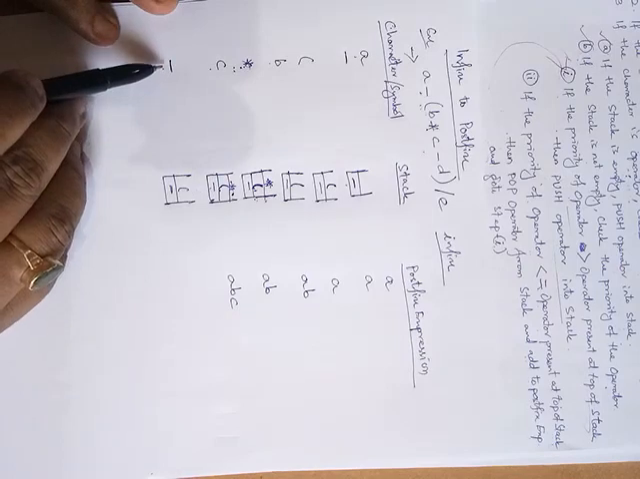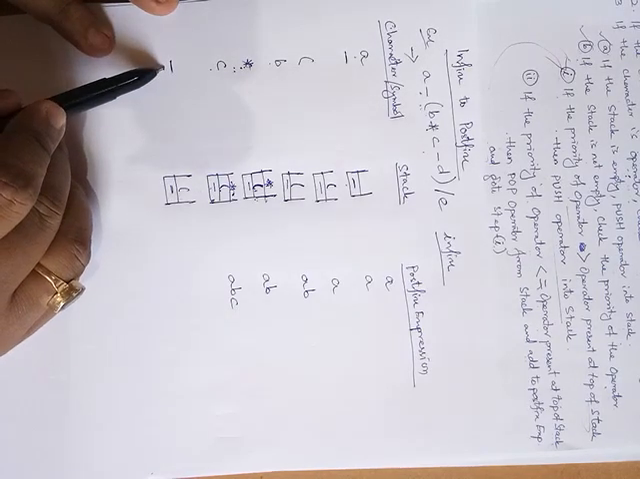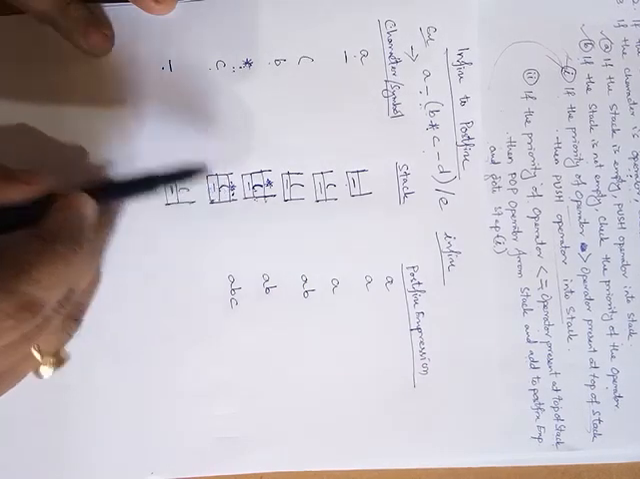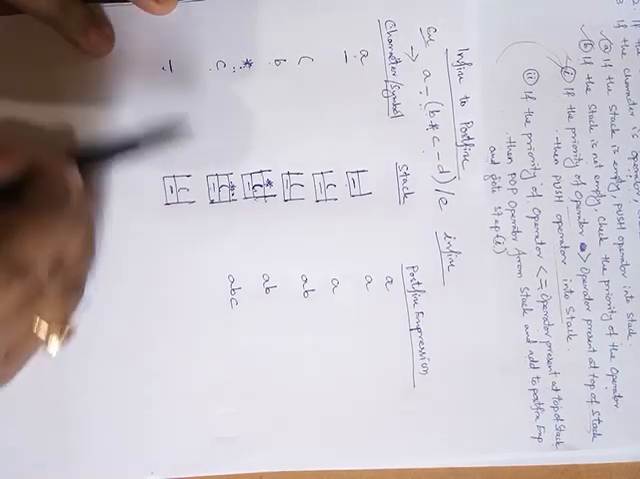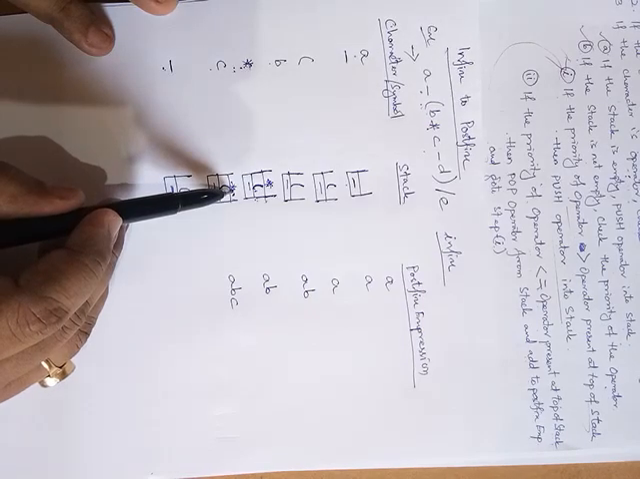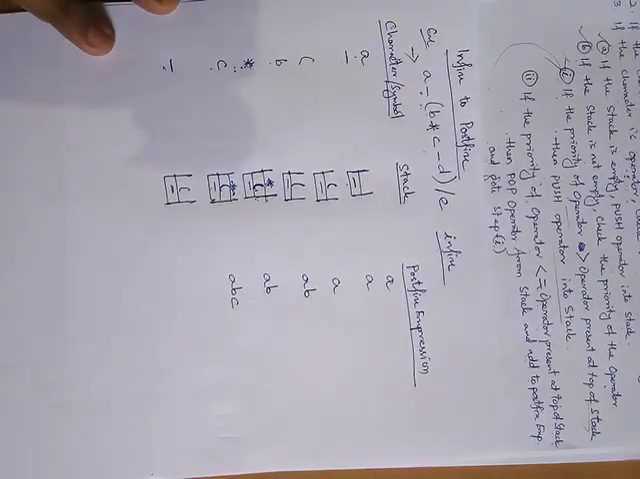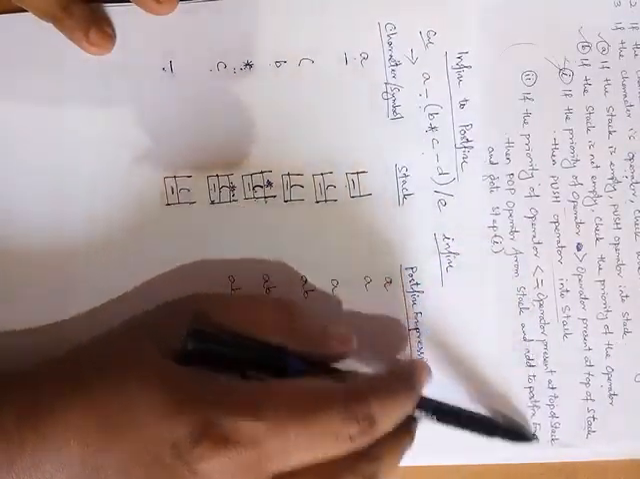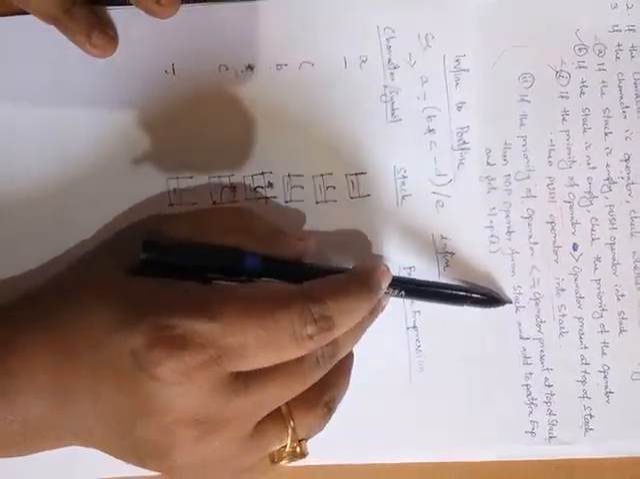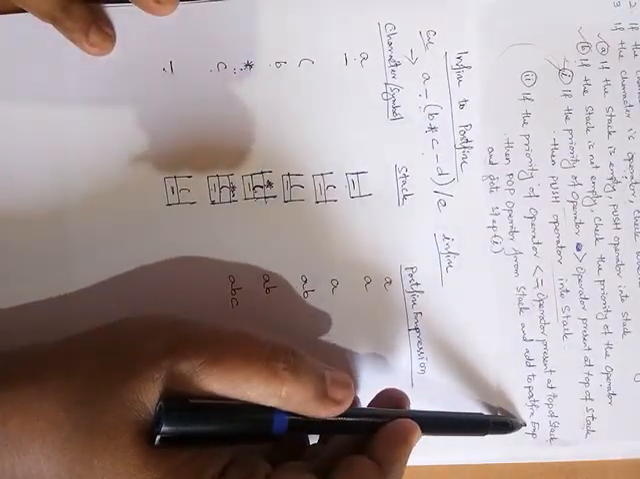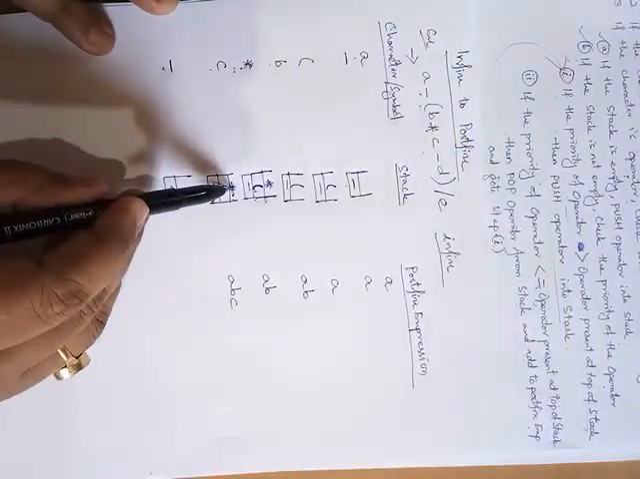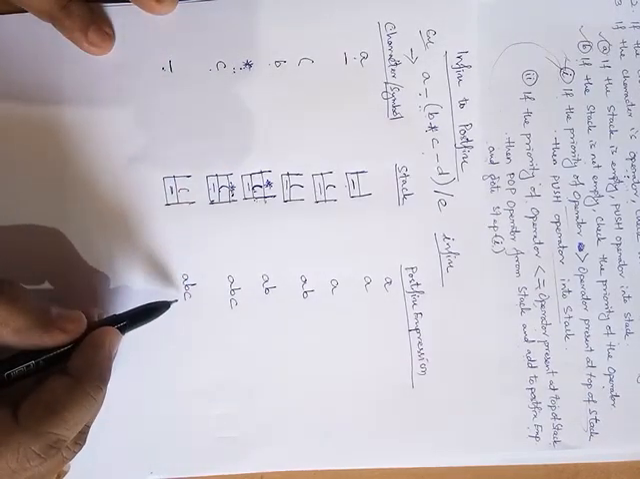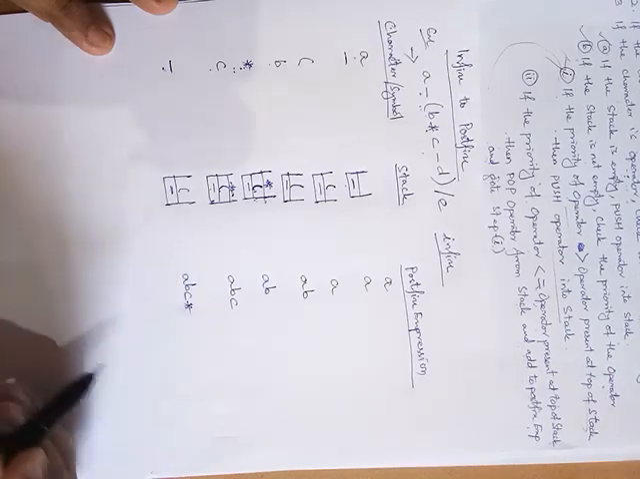Now this minus has a priority less than or equal to the operator present at the top of the stack. So minus has less priority than star. In that case, pop the operator from the stack and add it to the postfix expression. That means this star should be popped out and added to the postfix expression.